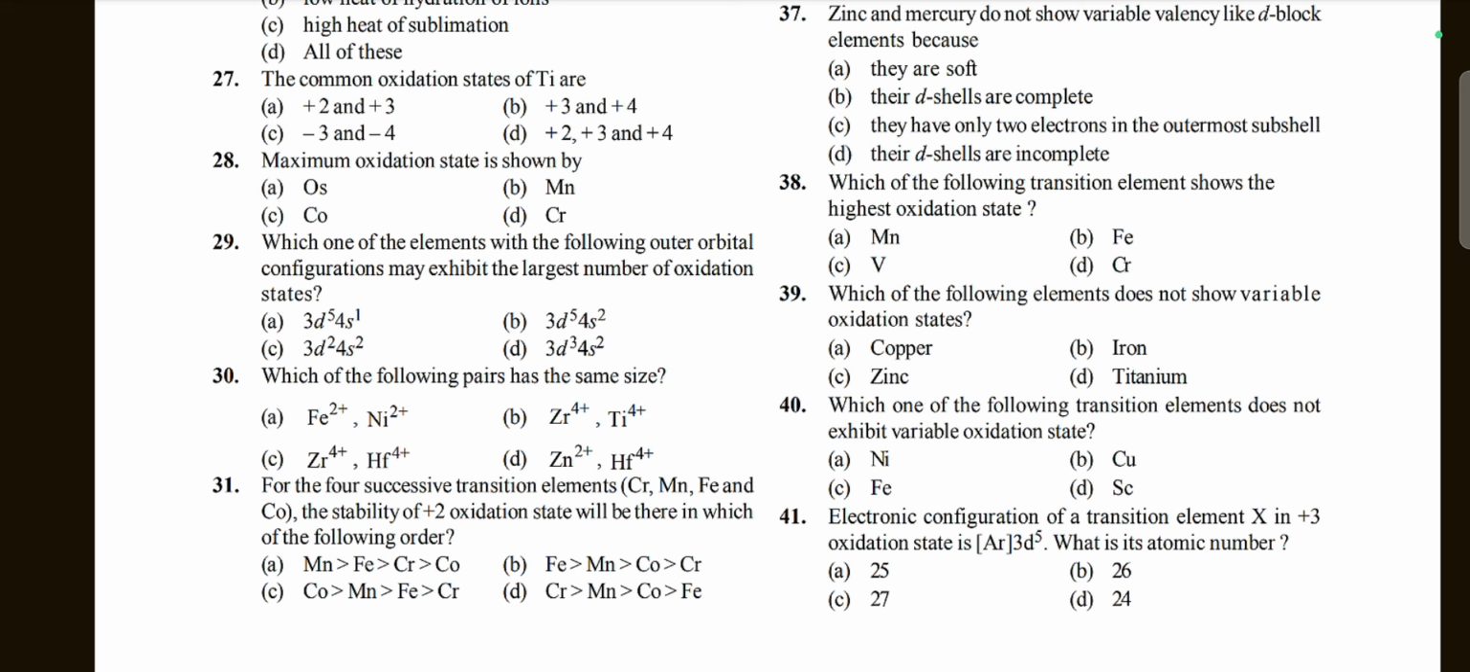Which one of the following transition elements does not exhibit variable oxidation state? So Sc. Sc does not show variable valency. Option D will be the answer.